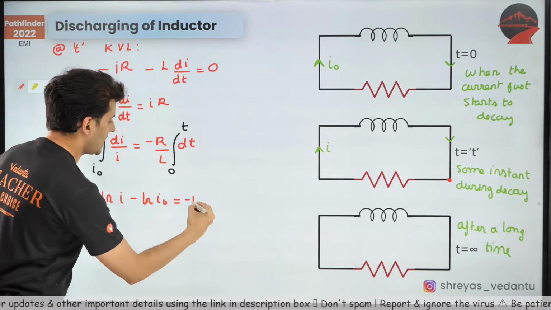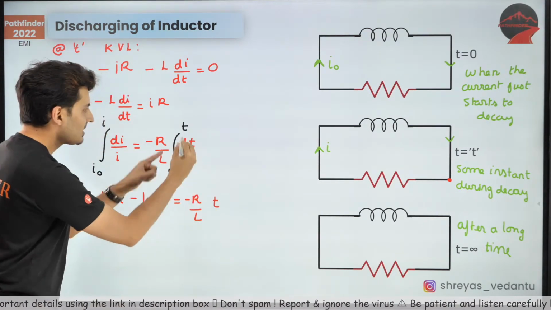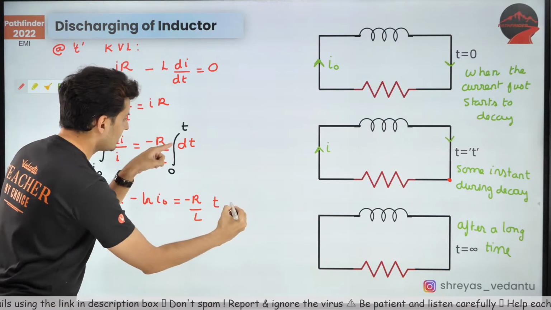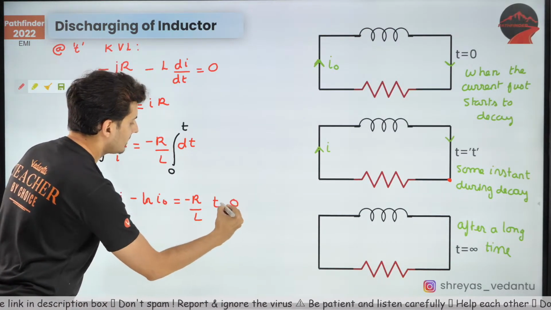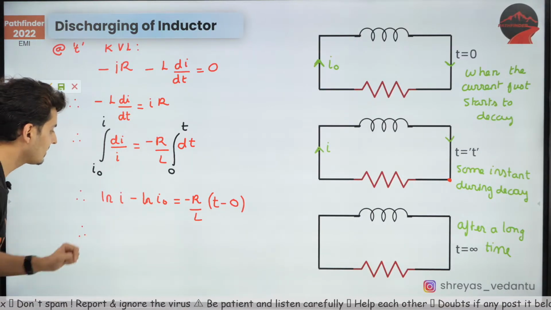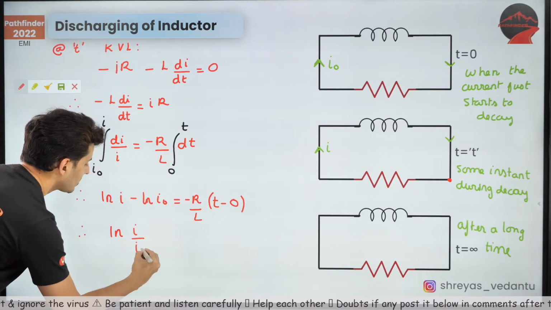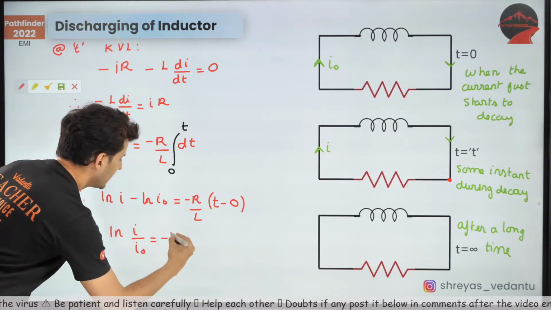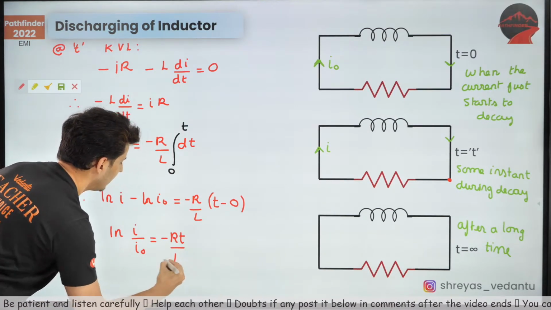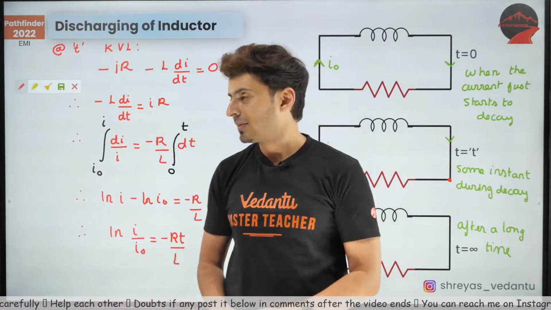Okay, is equal to minus R by L. Integral dt is t. Substitute t as t and substitute t as 0 and then subtract them. Okay. So this is the log a minus log b. Log a minus log b is log a by b. So this is how it will look like, minus RT by L. Fair enough.